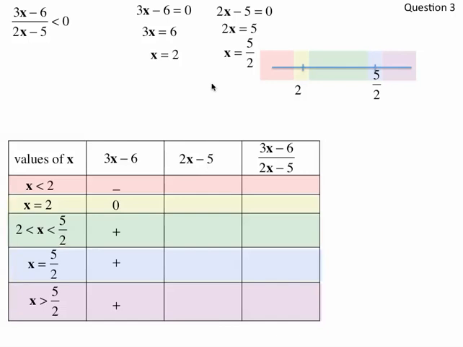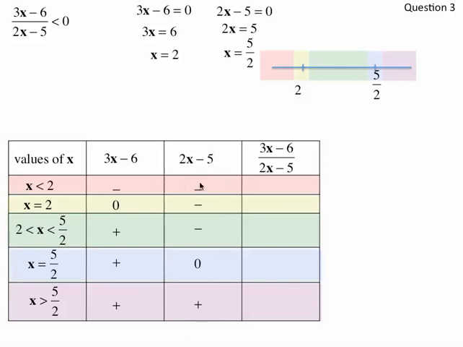Okay, for 2x - 5, when x is less than 2, when x is equal to 0, for example, we get 2 times 0 is 0, minus 5 is negative. When x is equal to 2, we have 2 times 2 is 4, minus 5 is minus 1, which is negative. When x is between 2 and 5/2, like when x is 2.1, 2 times 2.1 is 4.2, take away 5 is still negative. When x is equal to 5/2, the 2's cancel, and we're left with 5 minus 5, which is 0. When x is greater than 5/2, for example, when x is equal to 3, 2 times 3 is 6, take away 5 is 1, which is positive.